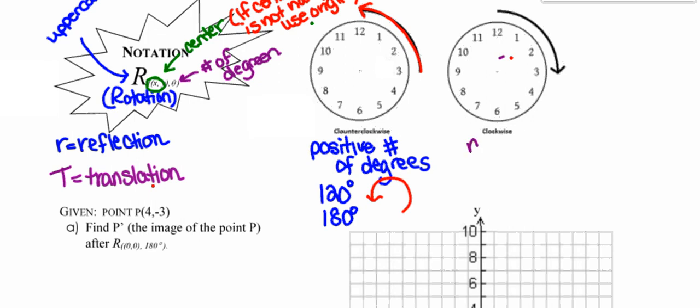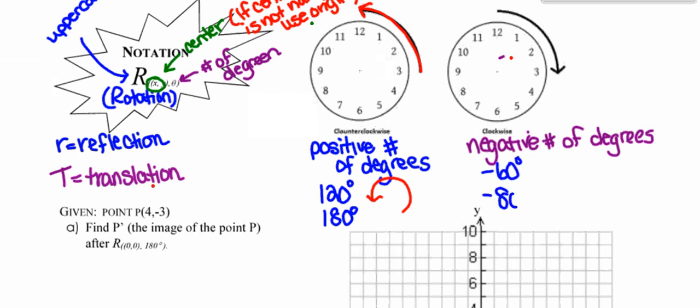A negative number of degrees, on the other hand, would be a clockwise turn. So in this case, if we wanted to spin something or turn something negative 60 degrees or even negative 80 degrees, that would be a turn in the clockwise direction.